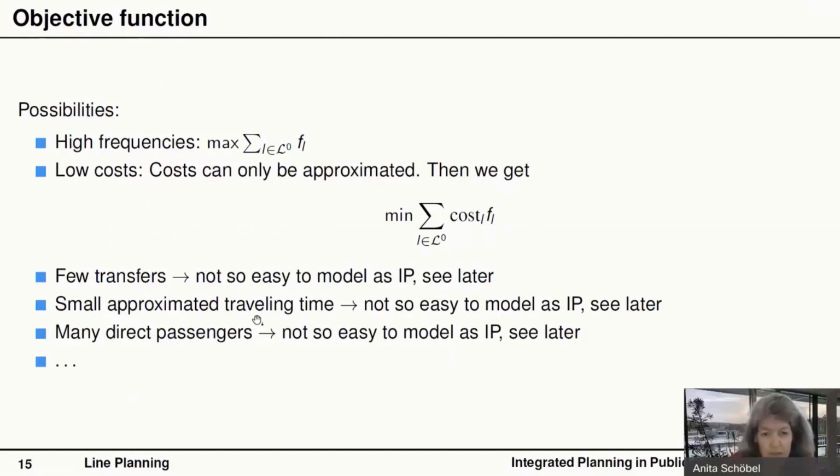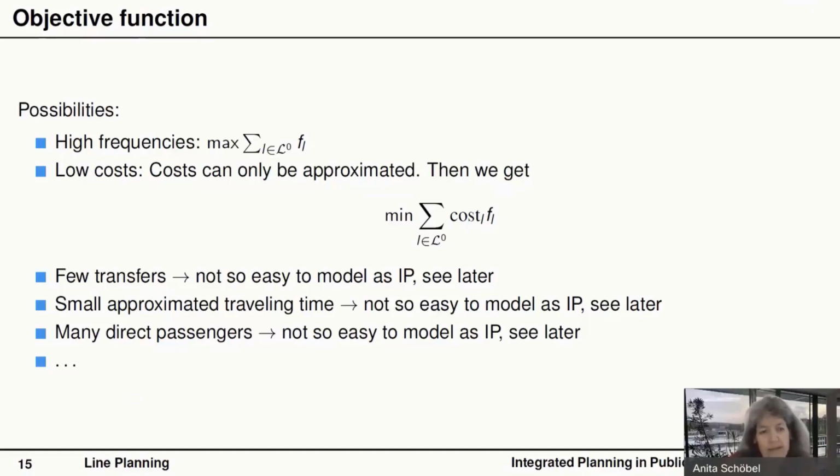Small approximated traveling time. This is maybe the best we can do, but we already find an approximation of what the traveling time for passengers is, because most passengers would like to have a fast transportation, and also many direct passengers can be modeled. And also the ideas you have can be added to these objective functions, and this again explains that you have so many papers.